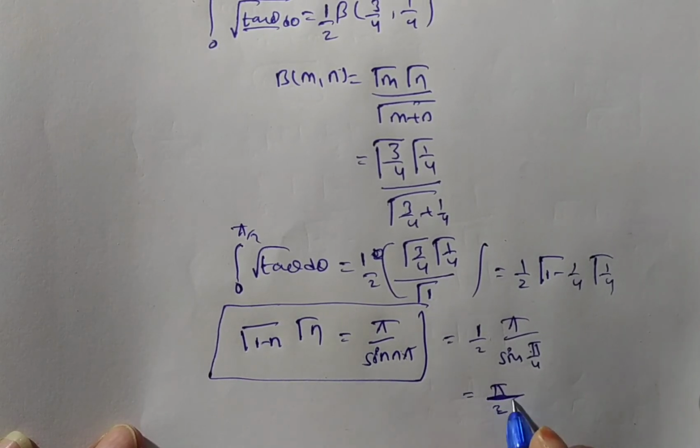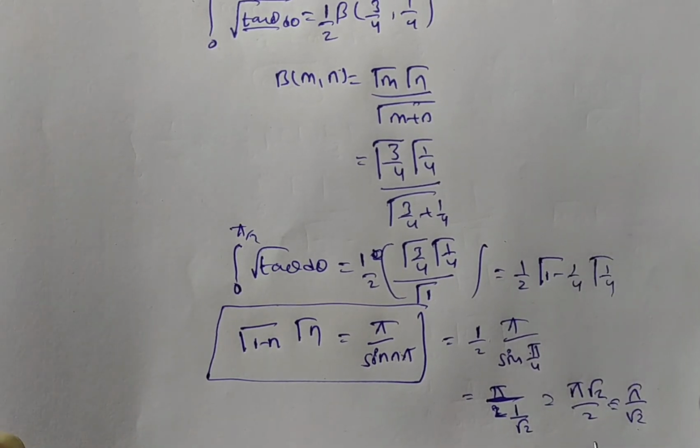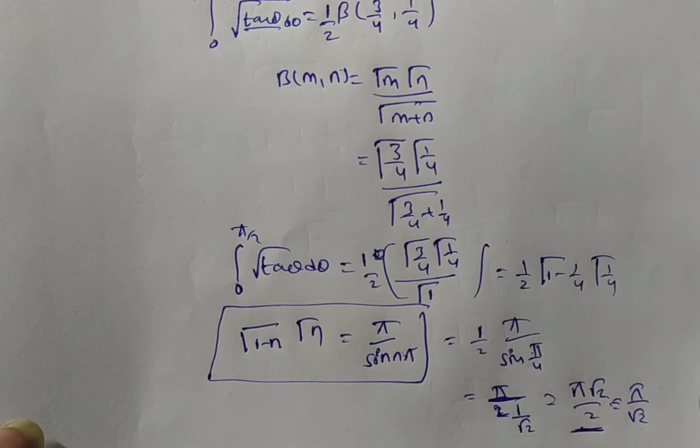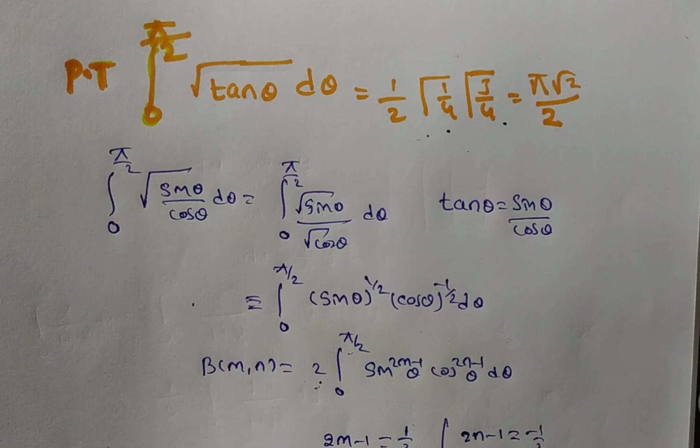Next, what is sine 45? Sine 45 is 1 by root 2. So here you have pi root 2 by 2. Simply pi by root 2 you can also write, but these are surds, so it is better to write in the numerator. So this is enough: pi root 2 by 2. See, this is the one you have to prove. Yes. Is it clear for everyone?